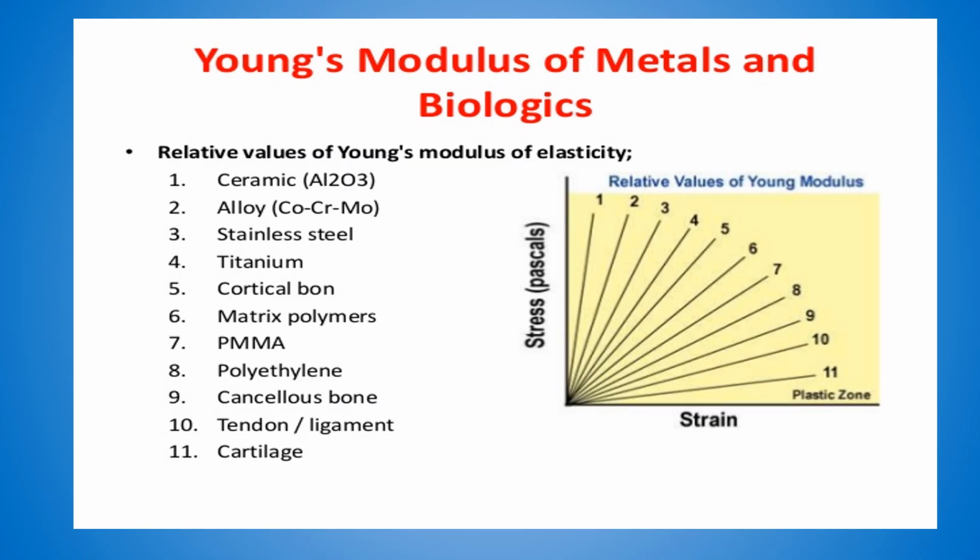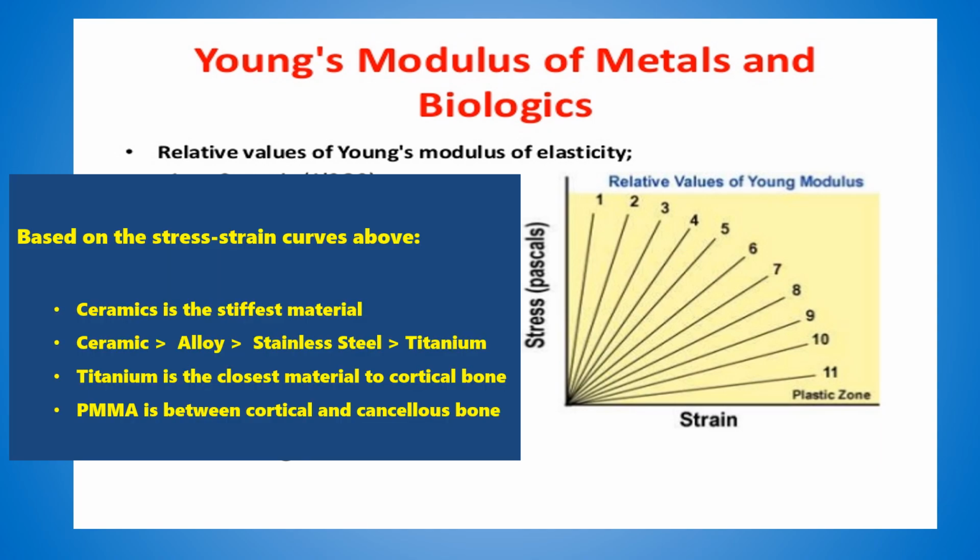Again, when we compare different materials, we say that ceramic is stiffer than cortical bone. Curve 1 is the stiffest material. Line number 11, which is cartilage, is the most flexible material on the graph.